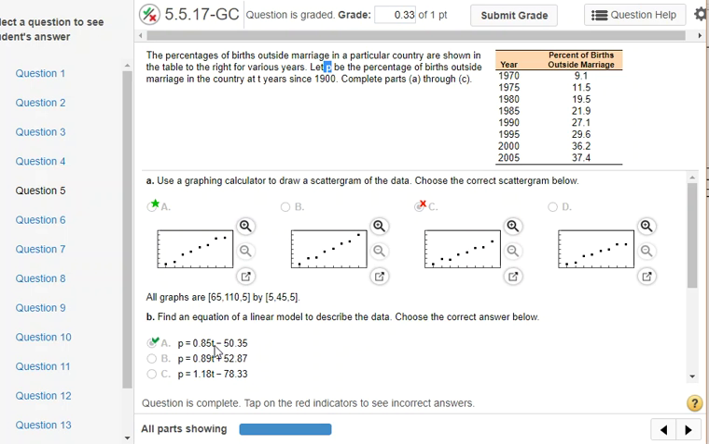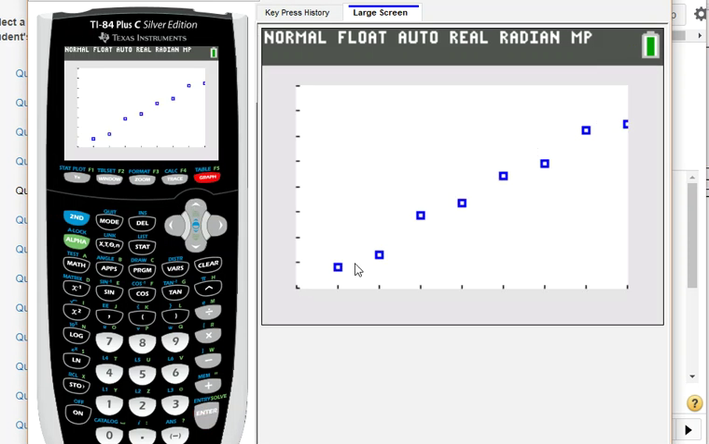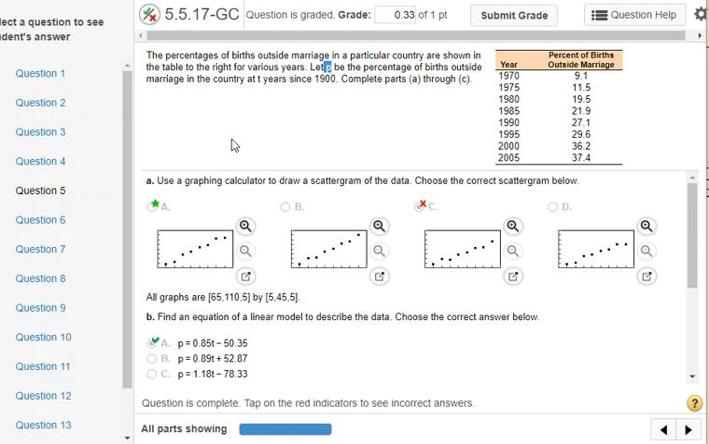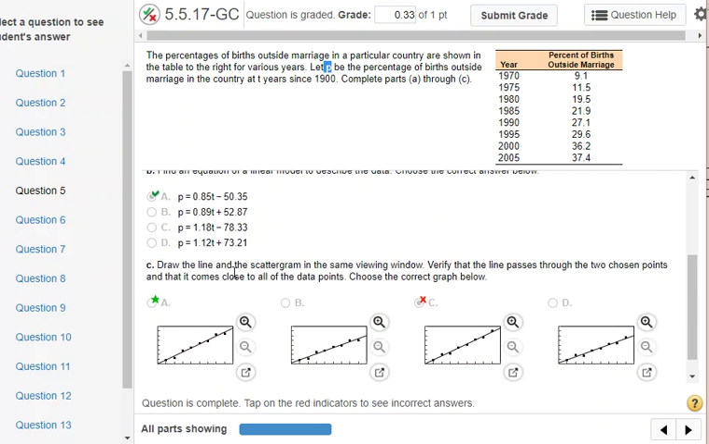Some other schools might ask their students to do by hand models for this section, but that's not how we do it. The regression model takes all of the points into account. It's going to use all of them, and that's what we want to do as well. So the true and correct answer would have that 3.6 at the end. All right, but this is very close. That's the one we're going to select for right now, and we can answer the rest of the questions from there. So draw the line and the scattergram in the same viewing window.